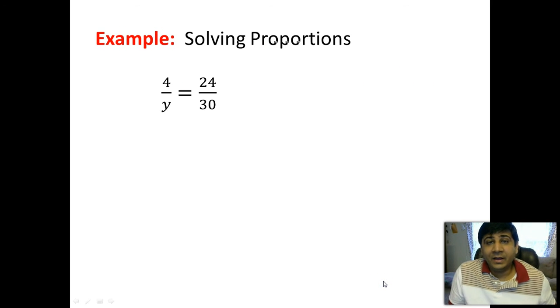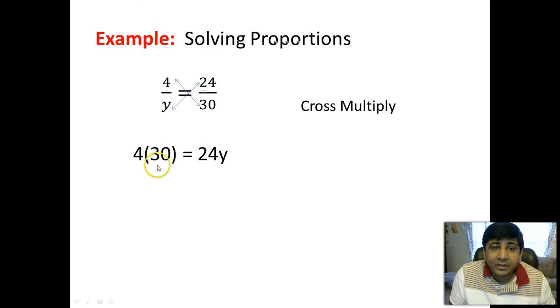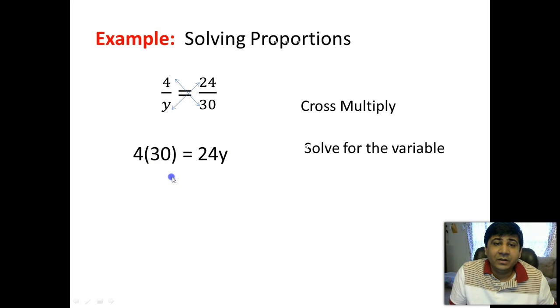Let's look at one example here. Suppose you have 4 over y equals 24 over 30, and your goal is to solve for y. This is our variable here. So what do you do? You cross multiply. Cross multiply means 24 multiplied by y and 4 multiplied by 30, and we put them equal to each other. These two are equivalent. So 4 times 30 equals 24y. Multiply this, that will give us 120.